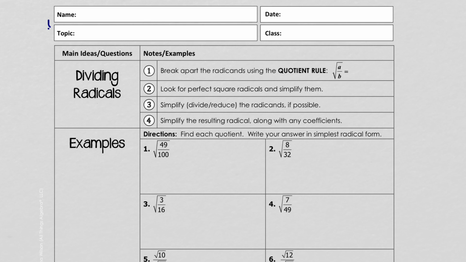So in this case, I have the square root of a over b. Well, that's the same thing as saying the square root of a over the square root of b. You separate it out into two different radicals. We look for any perfect squares and simplify things. Simplify, divide, reduce the radicands if possible, and simplify. I know that sounds like a lot.